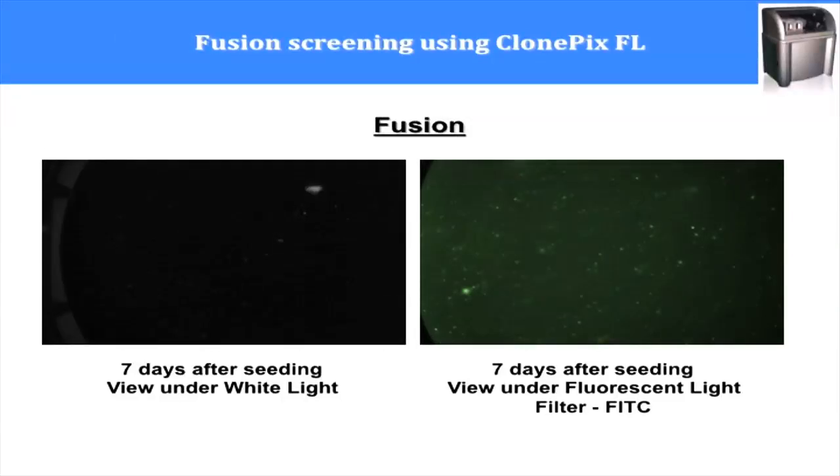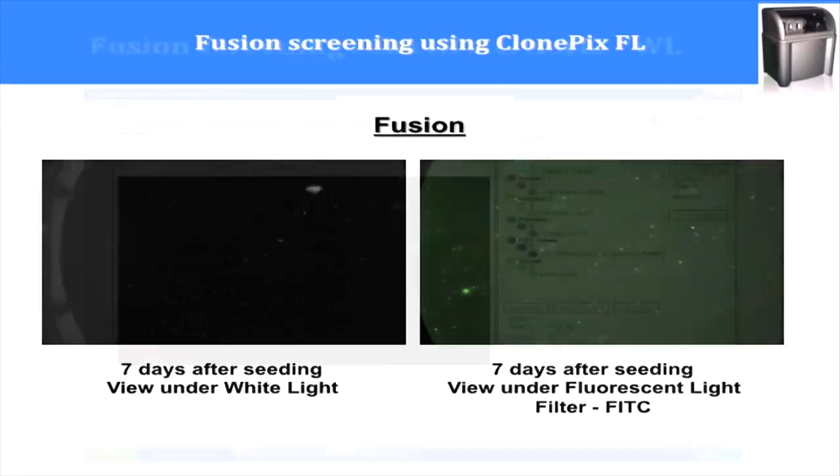So this is the fusion image after 7 days. I picked this one for a reason. This is 7 days after seeding, viewed under the white light. You can see there's one huge colony growing, and there are a bunch of small ones. And then this is under the fluorescent light. You can see that the big one right here is not very fluorescent. And this one right here is very tiny, but it has a nice fluorescent halo.